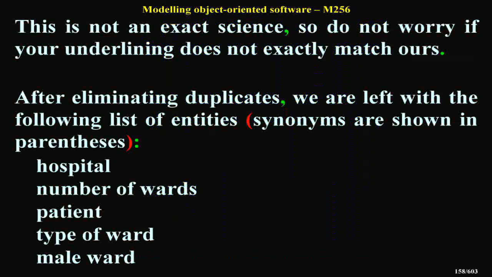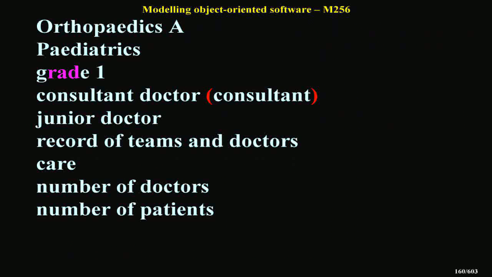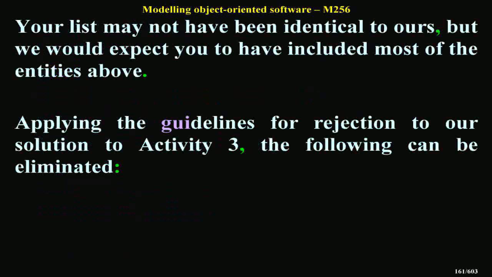Hospital, number of wards, patient, type of ward, male ward, female ward, ward, sex, capacity, maximum number of patients, number of beds, name of ward, administration department, information, doctor, team, code, orthopedics, pediatrics, grade 1, consultant, junior doctor, record of teams and doctors, care, number of doctors, number of patients. Your list may not have been identical to ours, but we would expect you to have included most of the entities above. Applying the guidelines for rejection to our solution to Activity 3, the following can be eliminated.